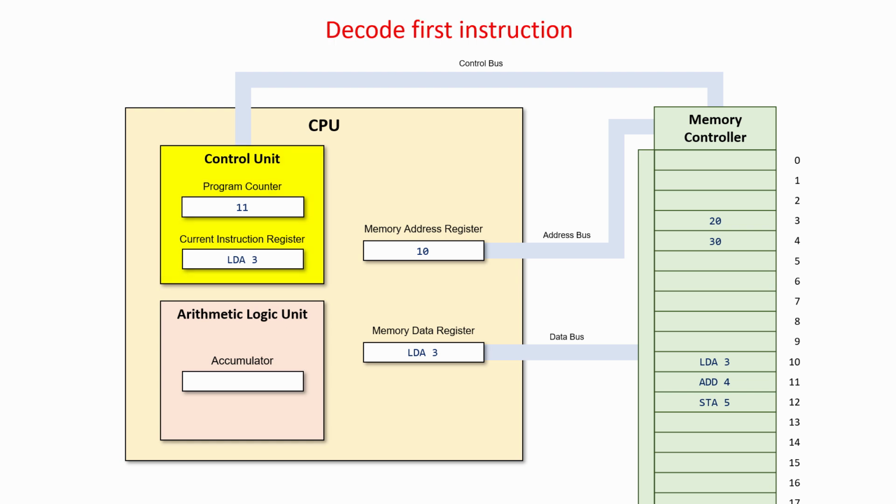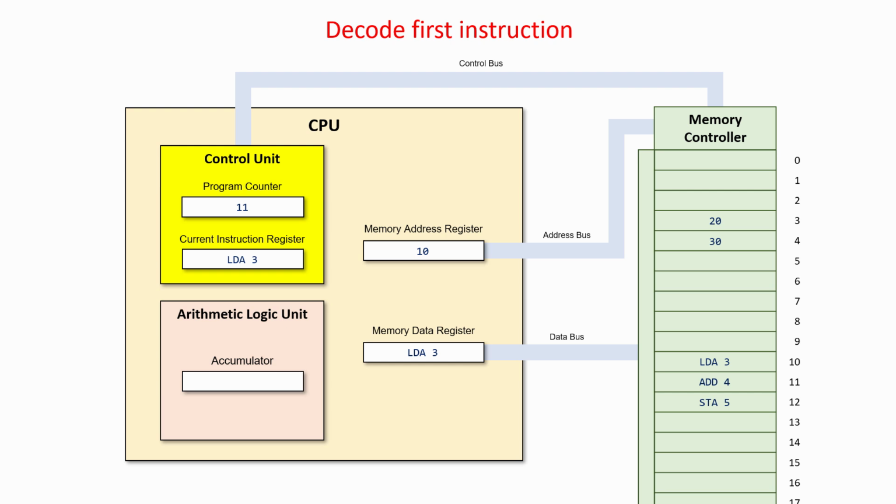Now the instruction LDA 3 is decoded. We're not going to go into detail about exactly what that means now, but suffice to say, various electronic circuits composed of logic gates are switched on, circuits which will carry out the instruction. The purpose of this instruction is to load a copy of whatever's in memory location 3 into the accumulator.